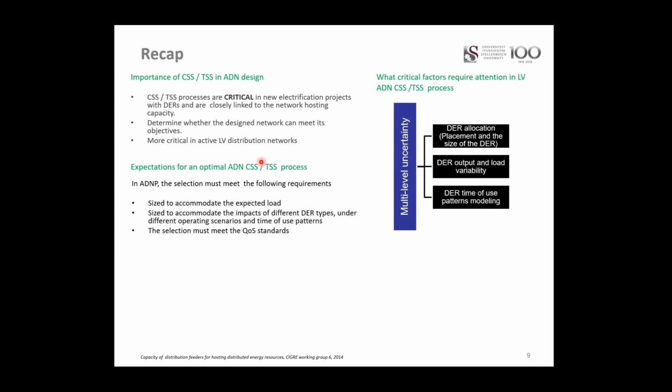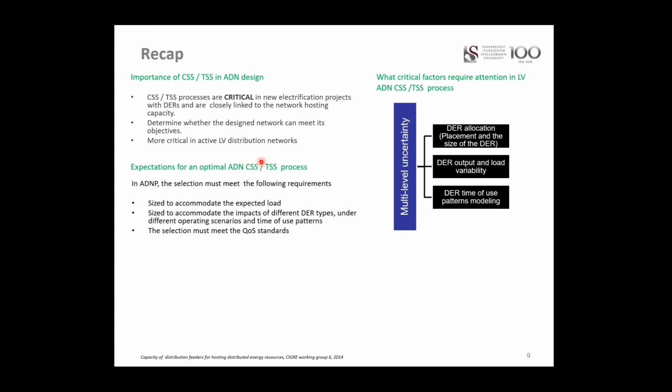The importance of CSS or TSS in the active design of distribution network design. As I've said again, the conductor size selection process and transformer size selection process is very critical in new electrification projects where DERs are being considered, as it's closely linked to the network hosting capacity. It determines whether your designed network can actually meet its objective. And it's very critical in active low voltage distribution networks where you have most of your behind the meter DGs and dynamic loads being connected.